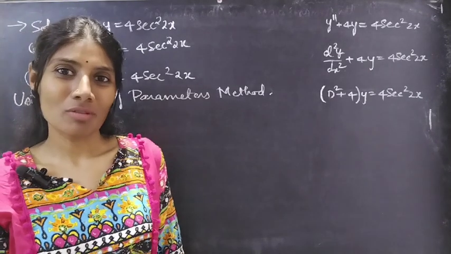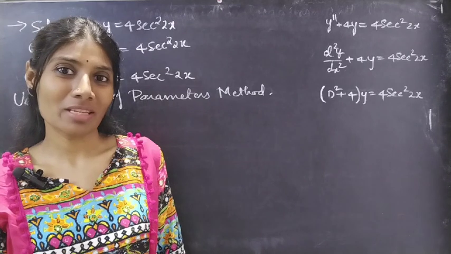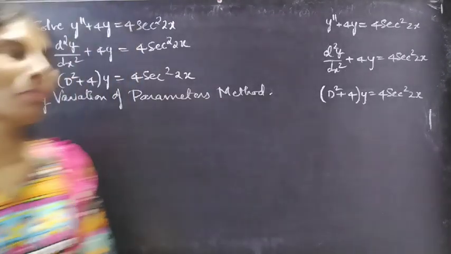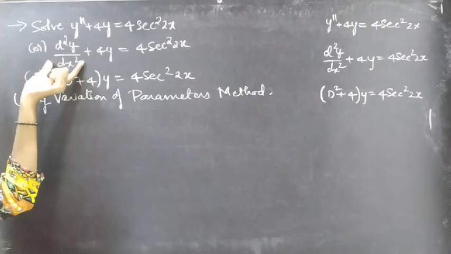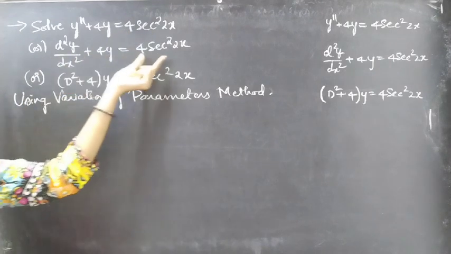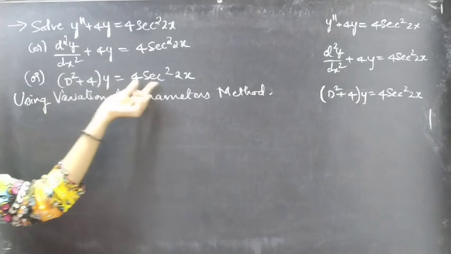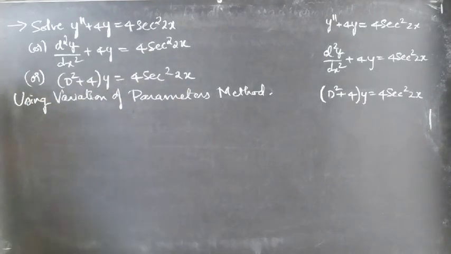In this video, we are going to solve a differential equation using variation of parameters method. So let's get going. Problem: solve y'' + 4y = 4 sec²2x, or d²y/dx² + 4y = 4 sec²2x, or (D² + 4)y = 4 sec²2x, using variation of parameters method.